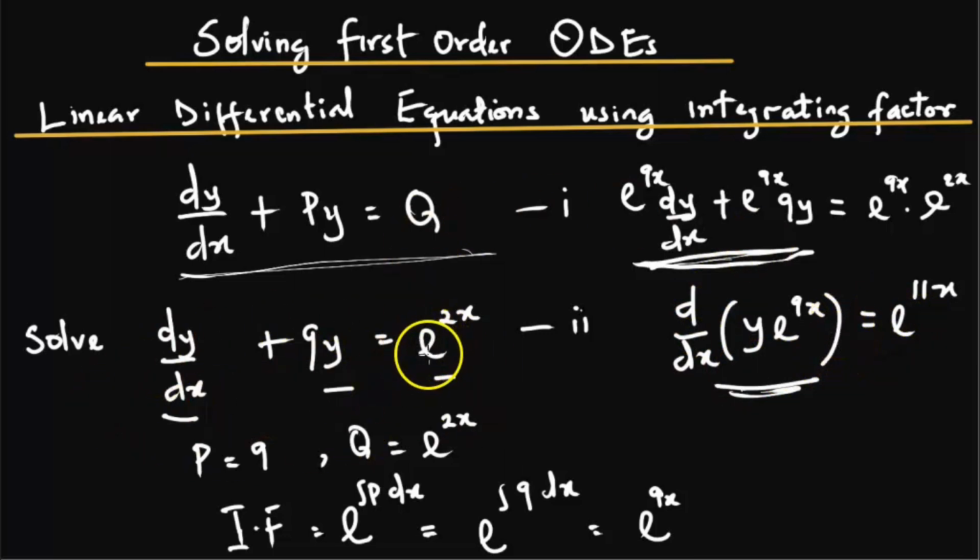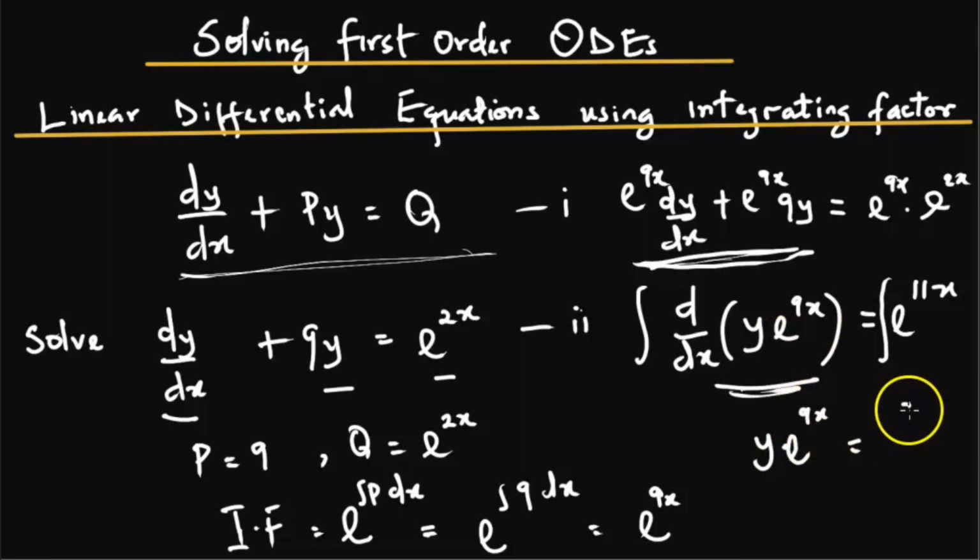Okay, so from this we can derive a formula that we can use to solve problems like this in a much faster way. Let me integrate both sides first. So when I integrate both sides, what do I have? When I integrate d/dx, I will be left with y e^(9x), and that will be equal to the integral of e^(11x).